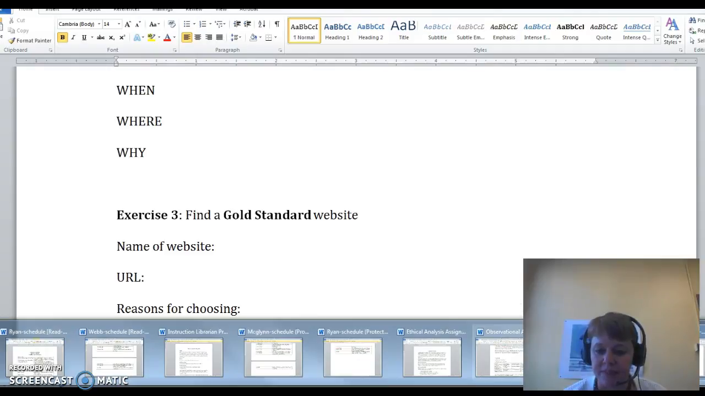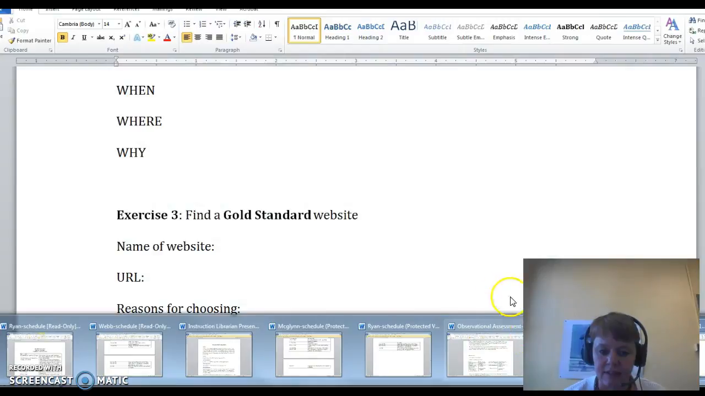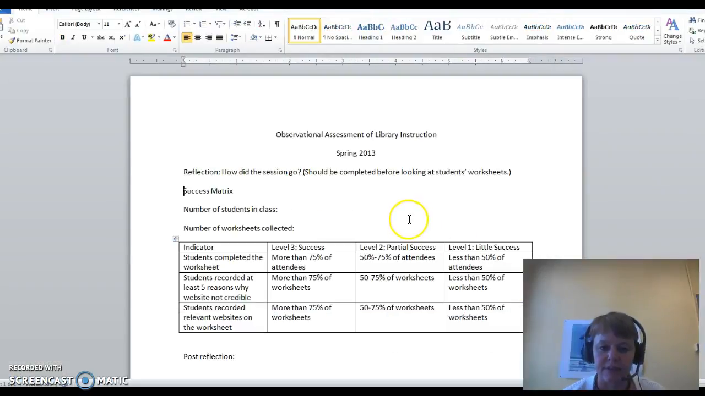Let me pull that up. Hold on a second. There we go. All right, so here is what a blank observational assessment would look like. This is from a few springs ago.